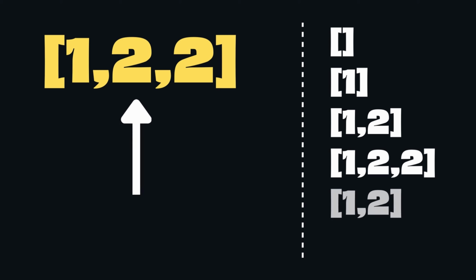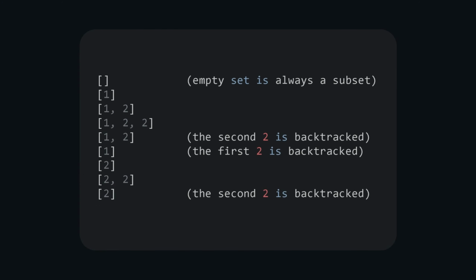Now backtrack. Remove the last number and decide to exclude it, but there are no more numbers to consider, so backtrack again. Now you're looking at the second number 2. Remove it and decide to exclude it. Then consider the last number 2 and include it. Repeat this process until all paths or subsets are explored.